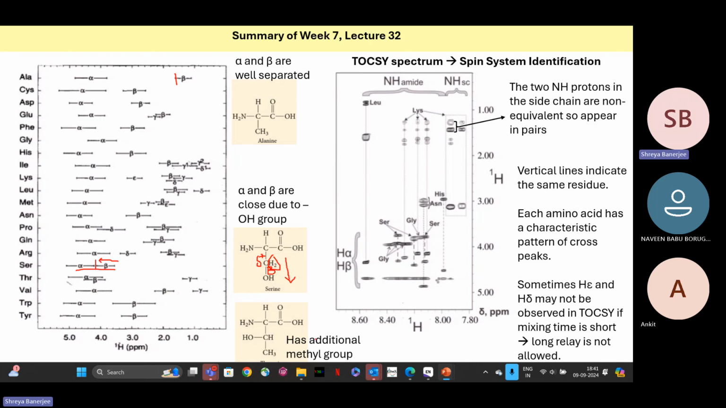Similarly, you can have threonine. In threonine, there is an extra methyl group. So I'll just remove this.